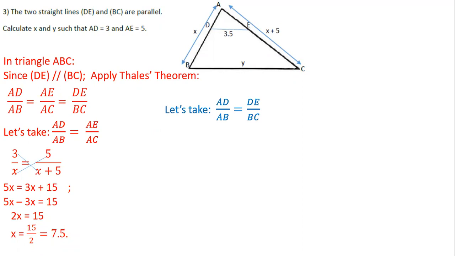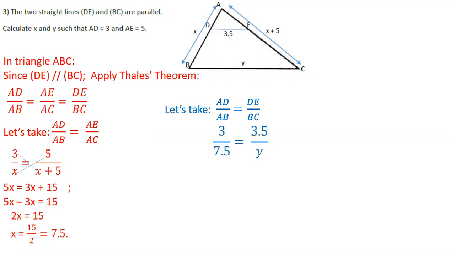Now let's replace. We replace AD by how much? AD is 3. AB is how much? It is x, 7.5. Yes, so it is 7.5. We replaced it because we have got x here. We replace DE by how much in the figure? 3.5. And we replace BC by how much? Y. Yes. So this is how we replace.